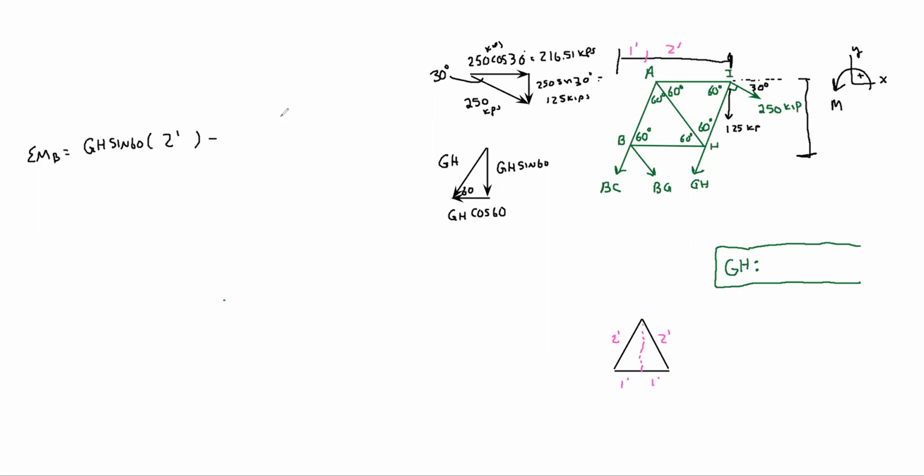Let me get out of pink, back into what I was in. So plus 125 kips times 3 feet. And then we have plus 216.51 kips. And now we're looking for another distance, right? So we're looking at this distance here, essentially this altitude.